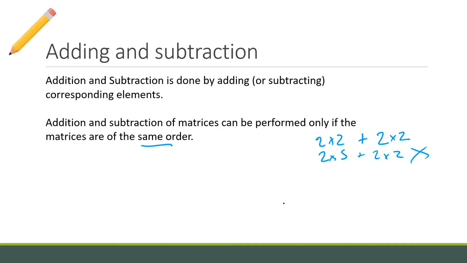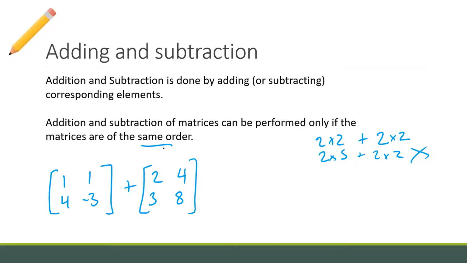I'm not sure if I'm going to go through an example later on, but I'm going to go through an example here just so that I've done an example. Let's do one really quick. Let's do 1, 1, 4, -3. I'm going to add that to 2, 4, 3, 8. Now, firstly, we can check that they're the same order. This is a 2 by 2, and this is a 2 by 2. They're both the same order, they're both the same size.